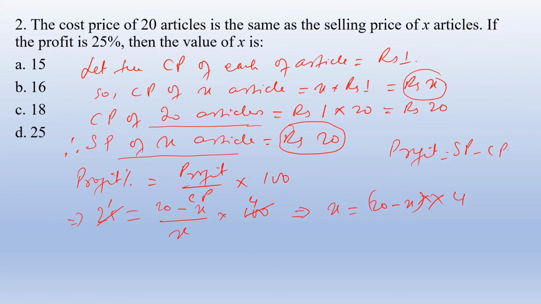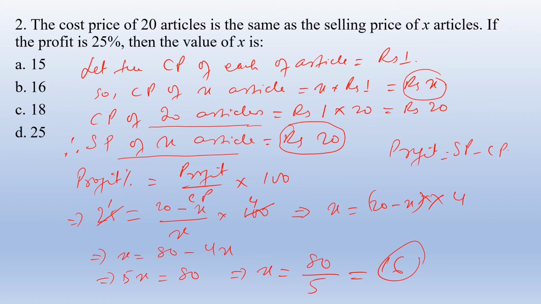multiplied by 4. From here it follows X equal to 80 minus 4X. From here it follows 5X equal to 80. From here it follows X equal to 80 divided by 5, that is 16. So the value of X is 16. So the correct option here is option B, that is 16.